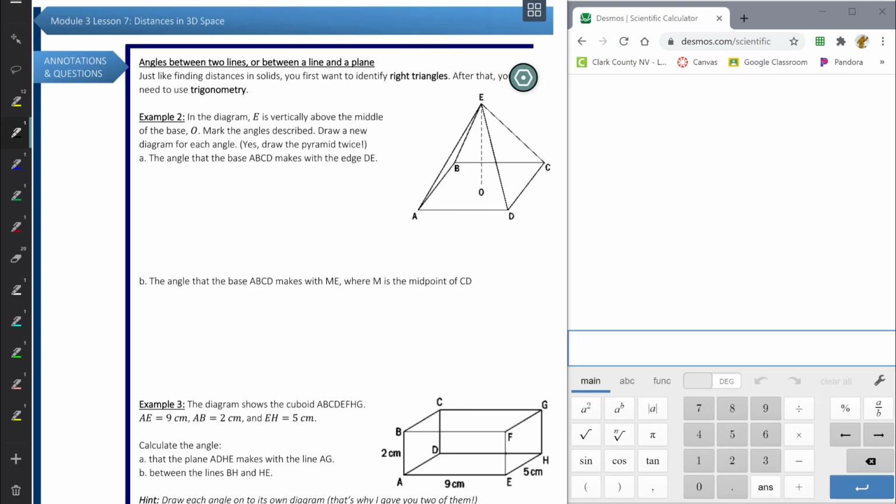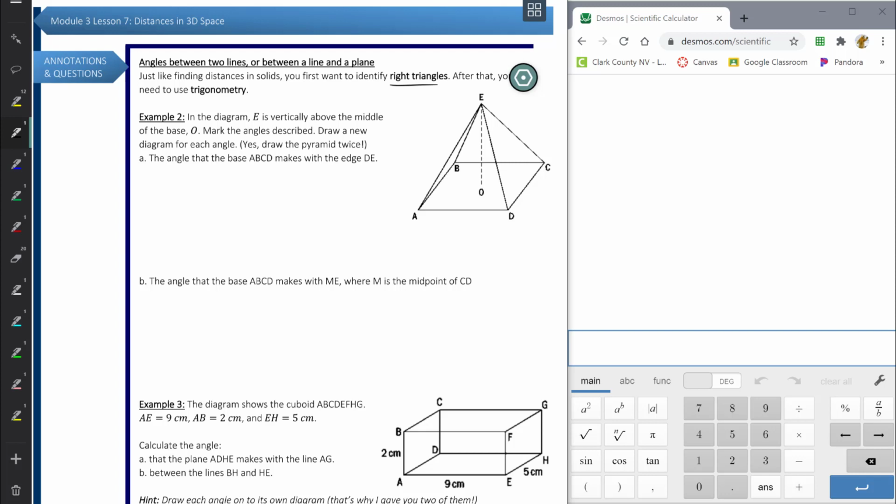So angles between two lines, or between a line and a plane, are really just like working with the lines in solids. You first want to identify any right triangles that you can work with. After that, you just need to use trigonometry. The first challenge usually is actually recreating and drawing the picture and finding the right angle. So let's practice with that.